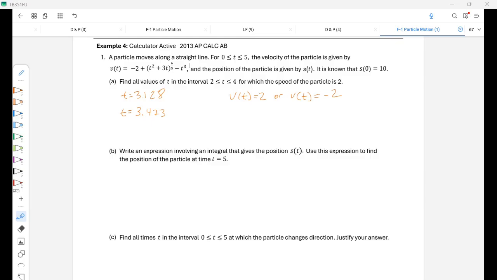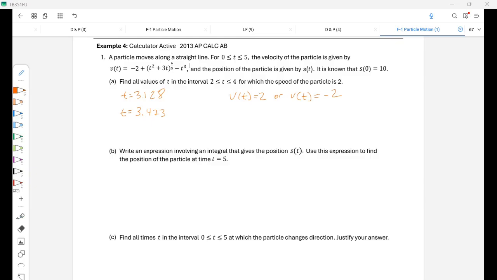It's not a pure accumulation function because we do need to have a starting value here. But this comes from the idea that whenever we're integrating something, the integral tells us the change. So if we add the starting value to that change, that gives us our new value.